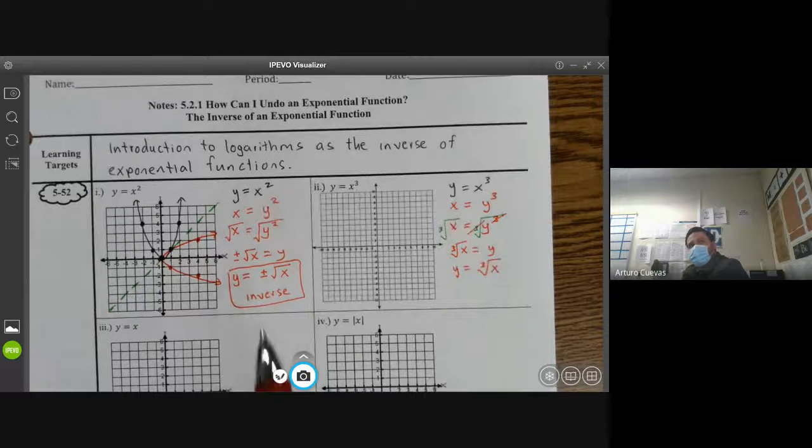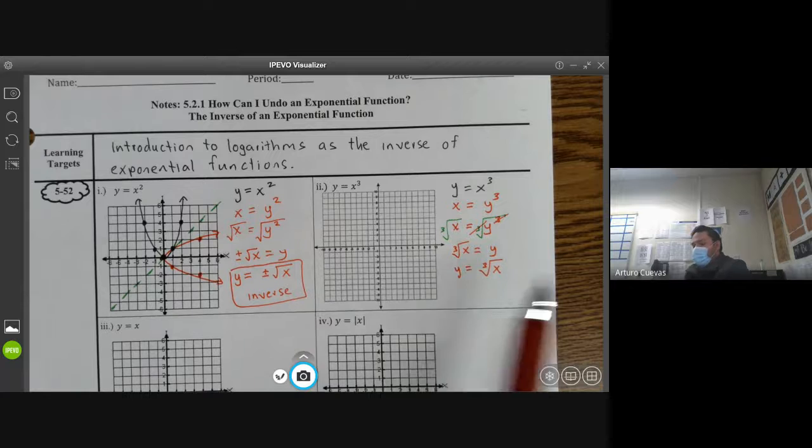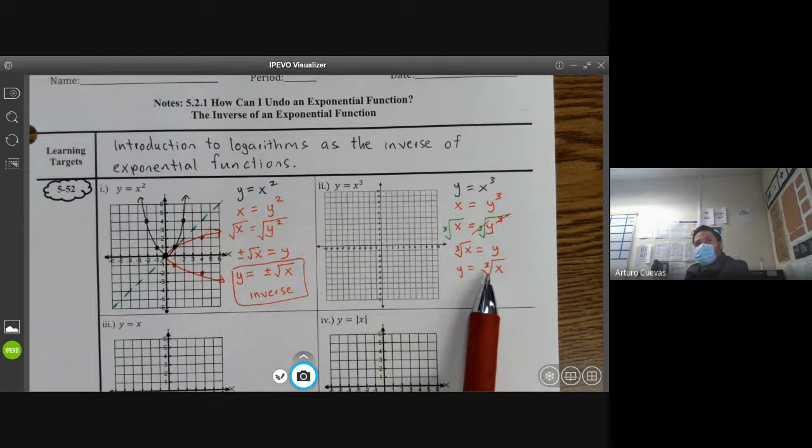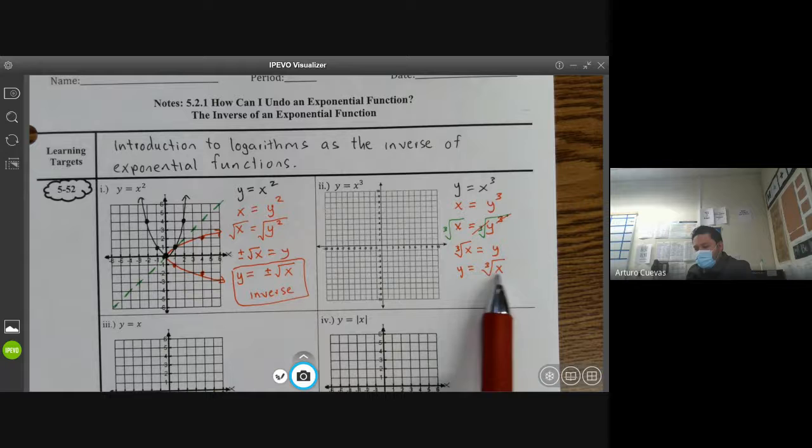Here we put a plus or minus because we know that when you square a negative or when you square a positive, you get the same answer. Do we need to do a plus or minus on the cube? No, because a cube root is always going to give you either a positive or a negative, but not both. So the only time you need plus or minus is when you have an even root, not with an odd root. So this is enough.